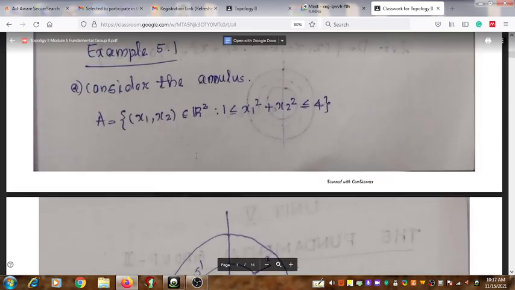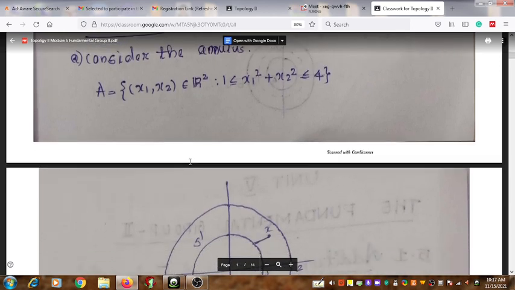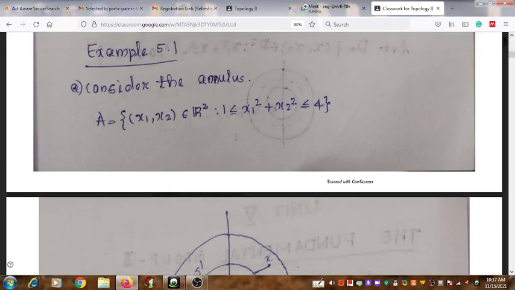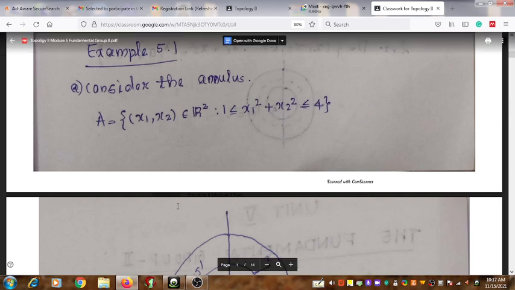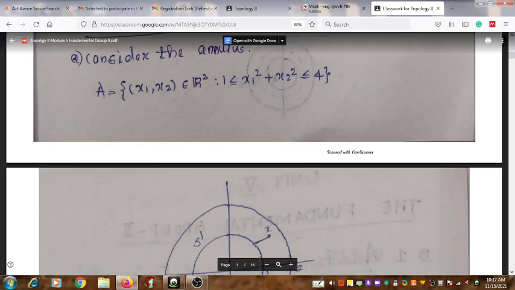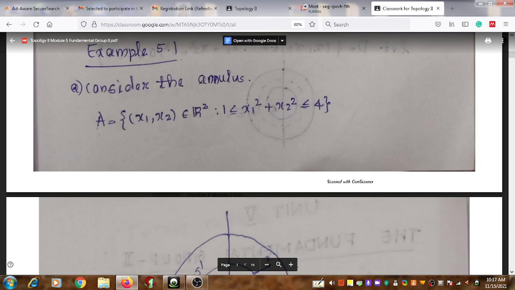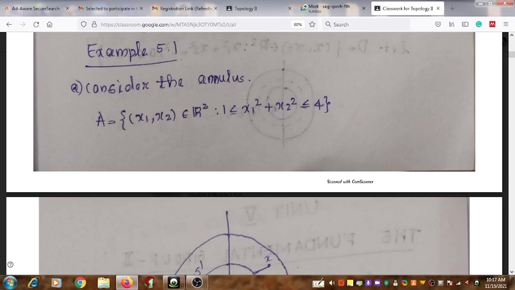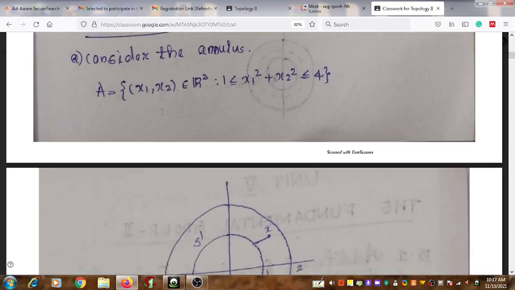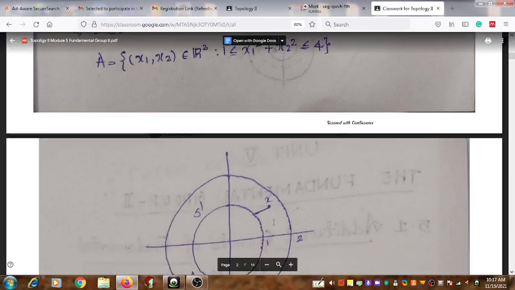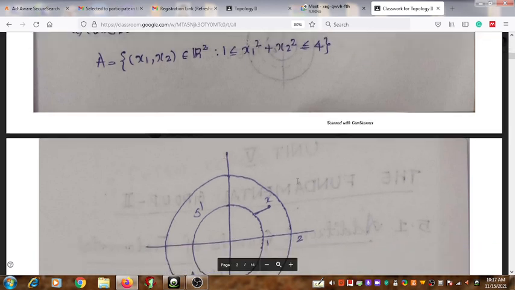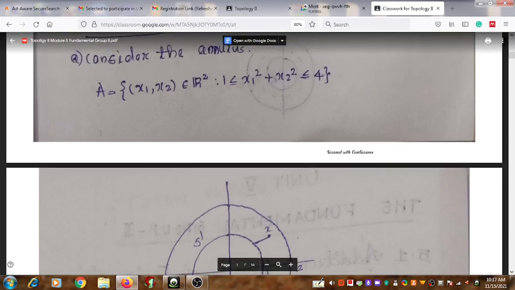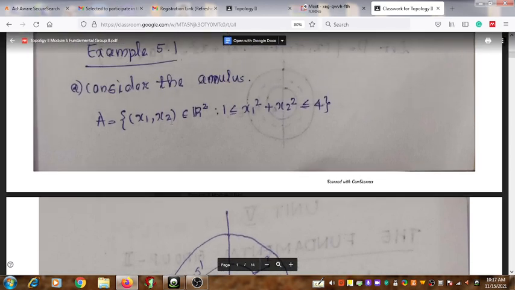Okay, now the nature, or the shape, of the space is clear. We can express the annulus A mathematically as a collection of points (x1, x2). There are two coordinates because it's a subspace of R2, Euclidean 2-dimensional space, so you can represent it by two coordinates.